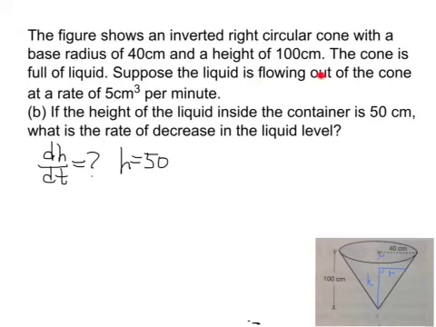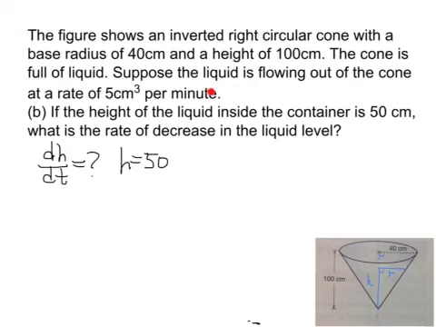The liquid is flowing out of the cone at a rate of 5 cm cubed per minute. Okay? Remember, we're leaking out water, right? And that's the volume of water. We're losing water from time to time. So this 5 cm cubed is some sort of volume, right? It has to be related to V. But we're talking about a rate. The rate of V per minute. Per minute, that must be time, right?